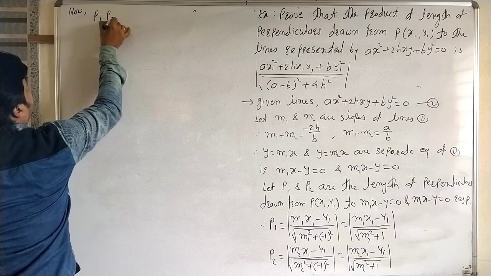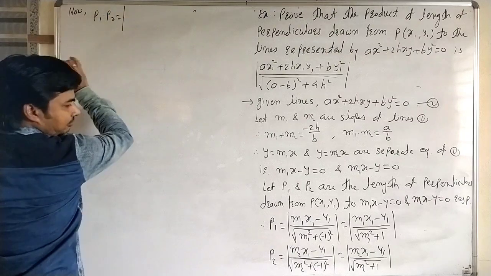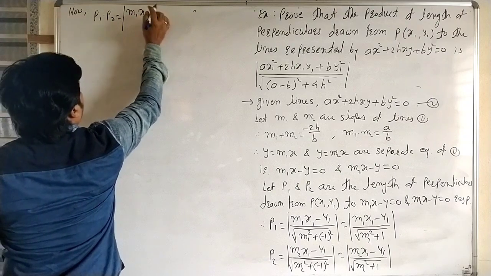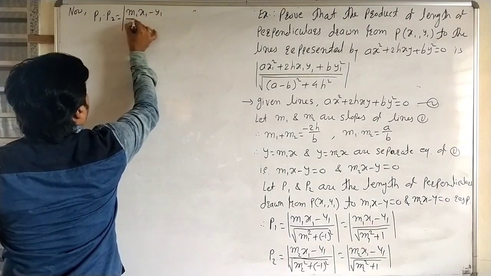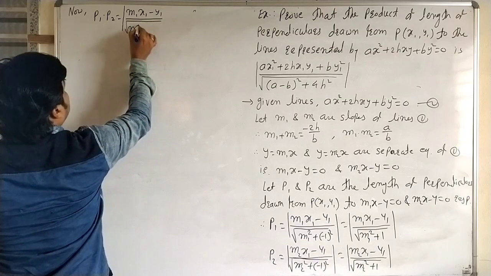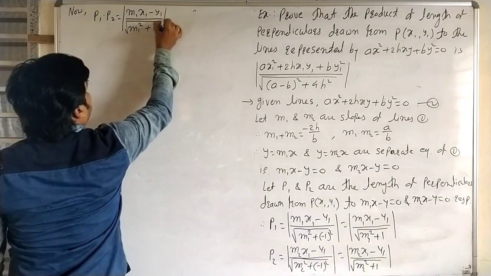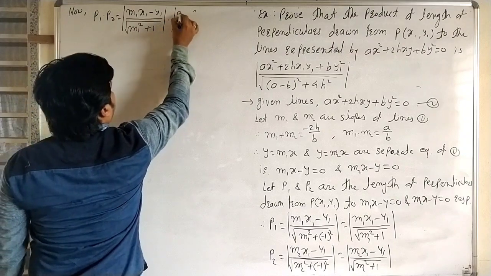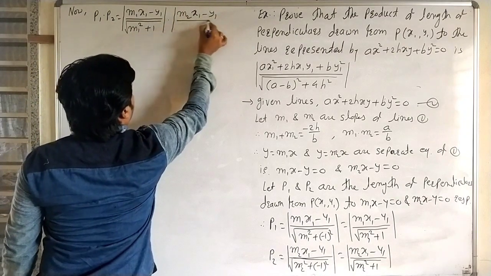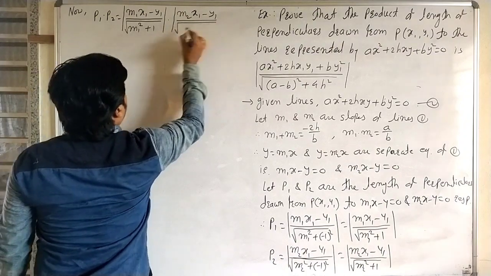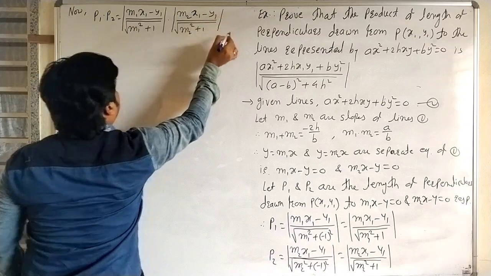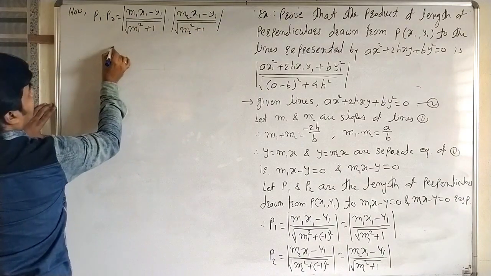P1 into P2 is equal to mod of (m1 x1 minus y1) upon under root (m1 square plus 1), into (m2 x1 minus y1) upon under root of (m2 square plus 1). Now take the product.